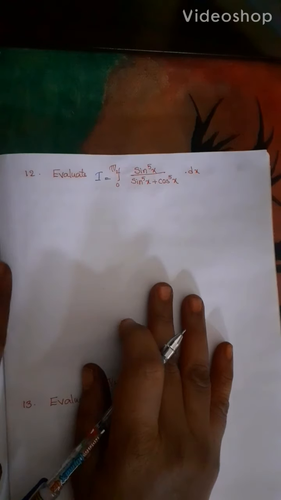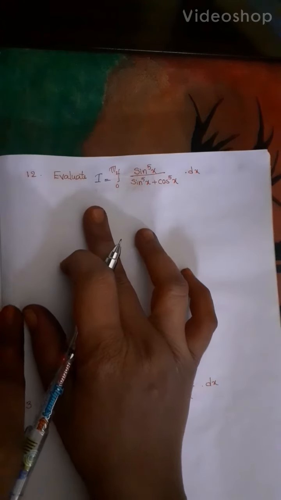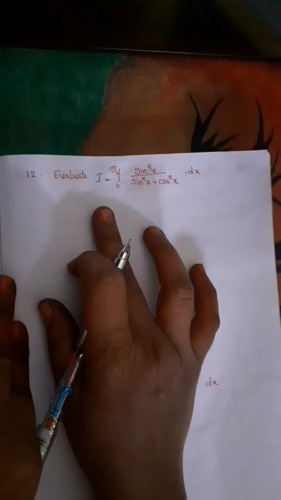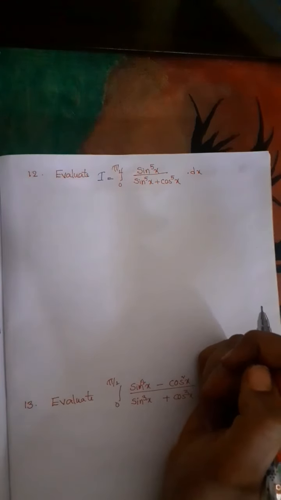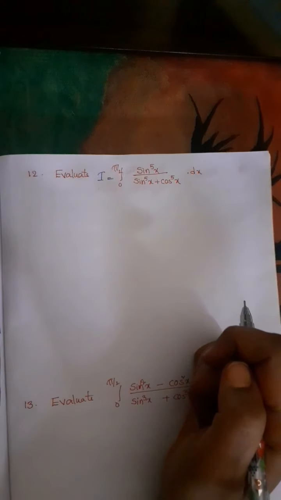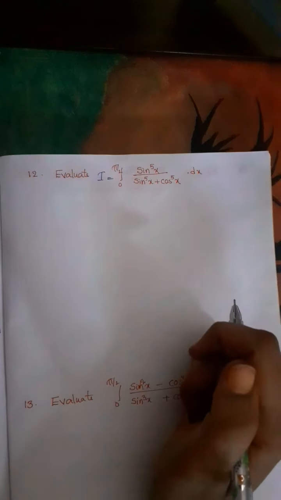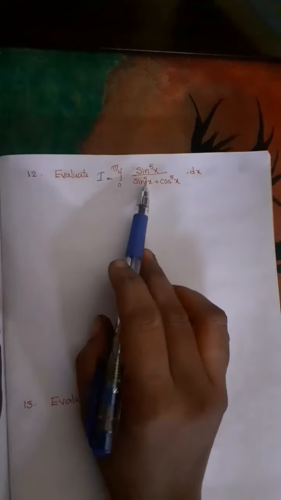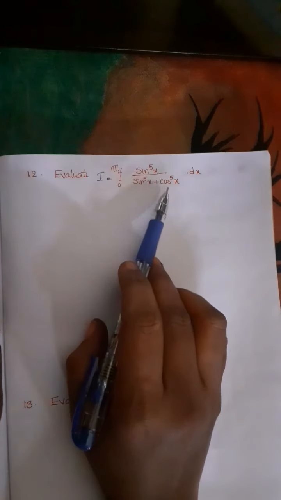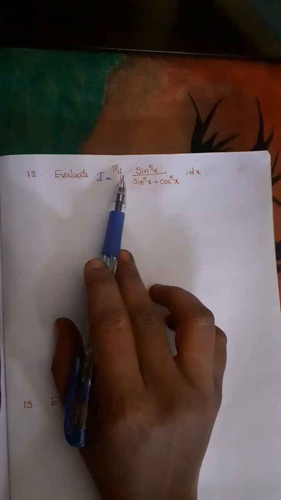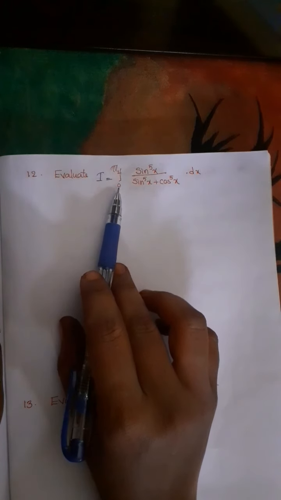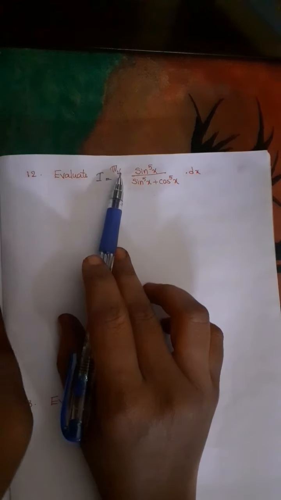Let us see another 2 marks problem from definite integrals. Integration 0 to pi by 2 of sine to the power of 5x by sine to the power of 5x plus cos to the power of 5x. Here we have sine and cos, which are complementary functions of each other, right? And you observe the limits are 0 to pi by 2.